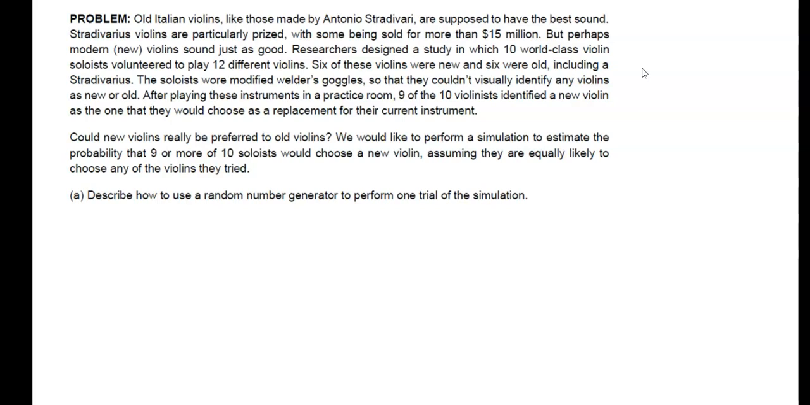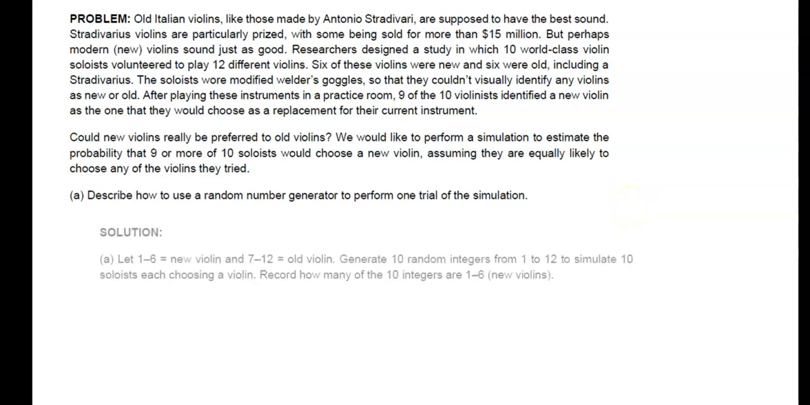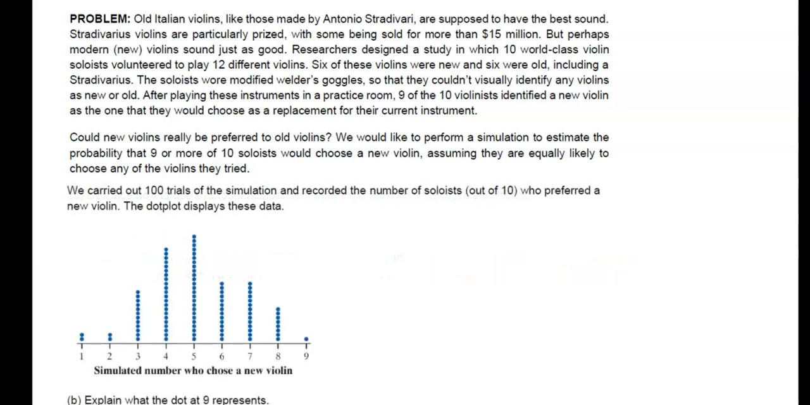So maybe new violins really are better, even though people are paying a lot of money for really old violins. Describe how to use a random number generator to perform one trial of the simulation. You could use randInt. 1 through 6 would be the new violin, 7 through 12 the old violin. Generate 10 numbers and record how many of each. How many are 1 through 6? Maybe you get something like this. So here's a simulated number.